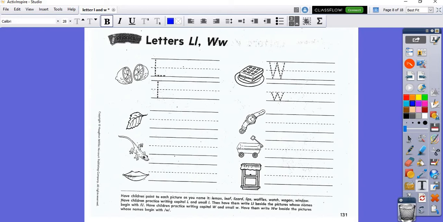Now we have letter W. Letter W pictures. Wah wah waffles. Watch. Wah wah wagon. Wah wah window. You will copy these words from here down. We have all the spellings down. You are the one who will copy the spellings from here and write here. Okay? Very good.